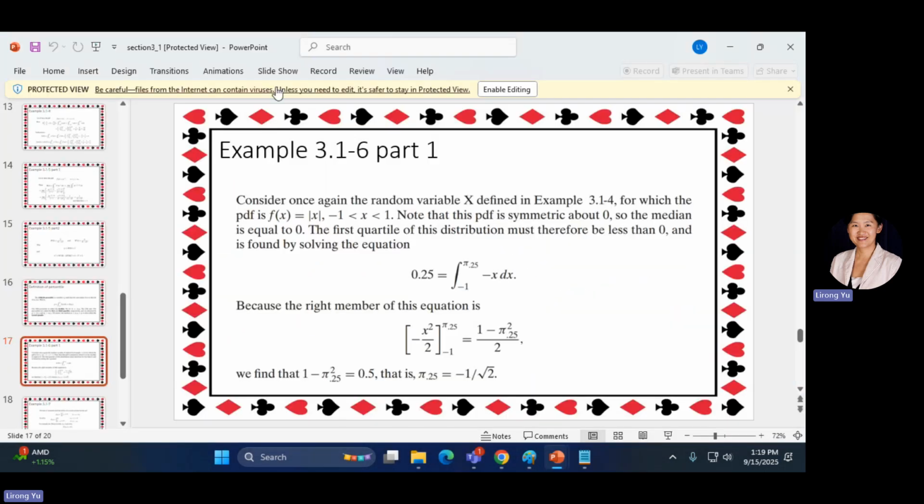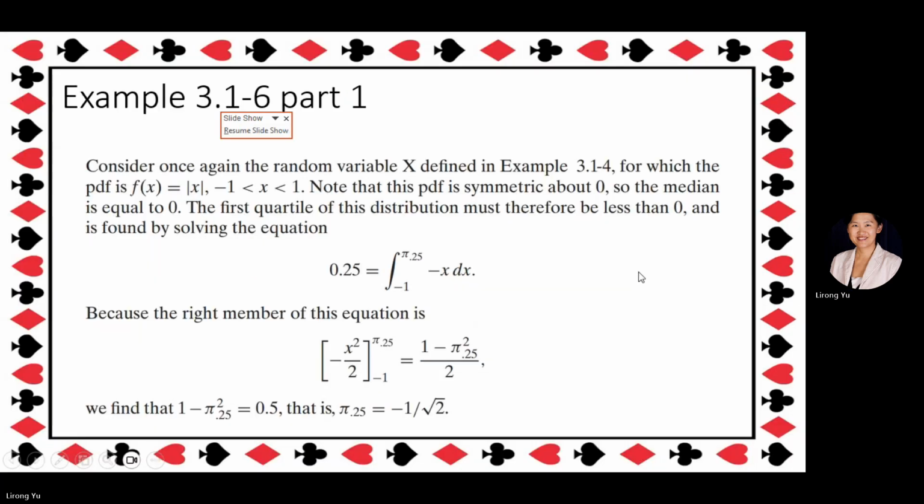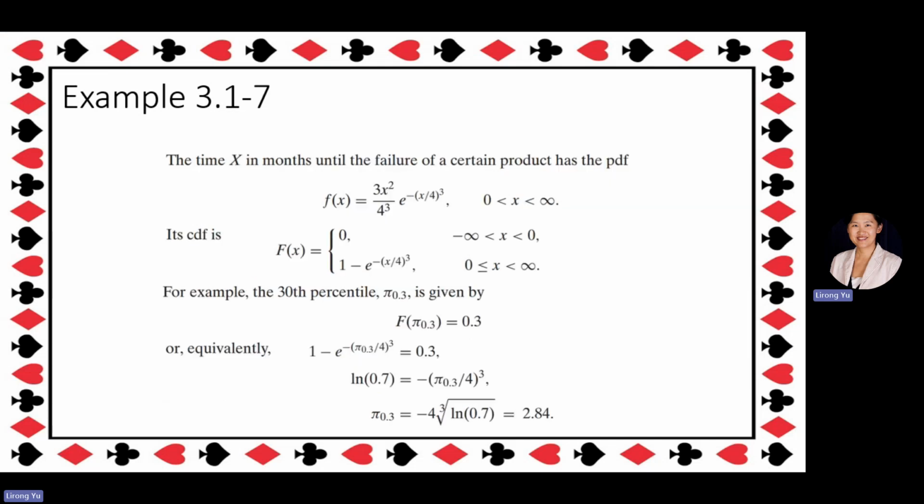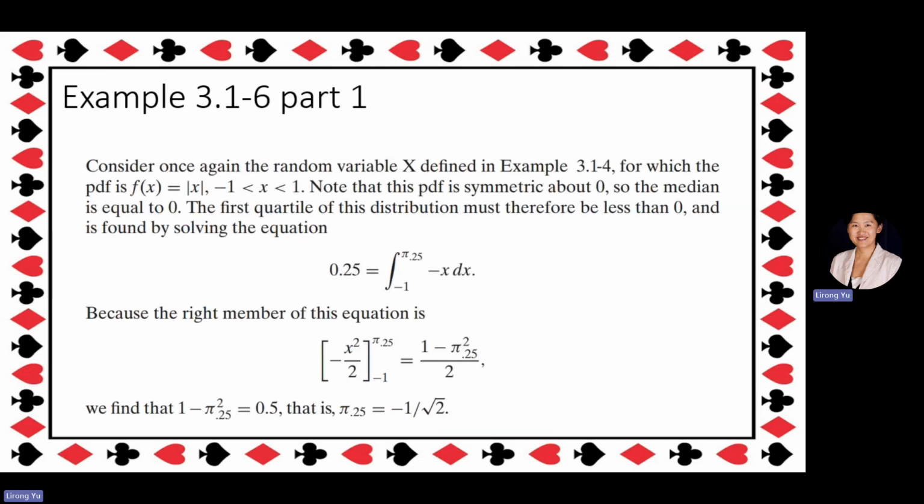In the book, this is the solution. So 0.25 equals the integral from -1 to the pi 0.25 that we're solving. We're integrating that portion of the density function. Integrating x dx, we got x squared over 2. Plug in the number, and we have pi 0.25 equal to the negative root of 0.5. That was the percentile. By symmetry, you can also find the 75th percentile should be a positive 1/√2, right? Any questions?